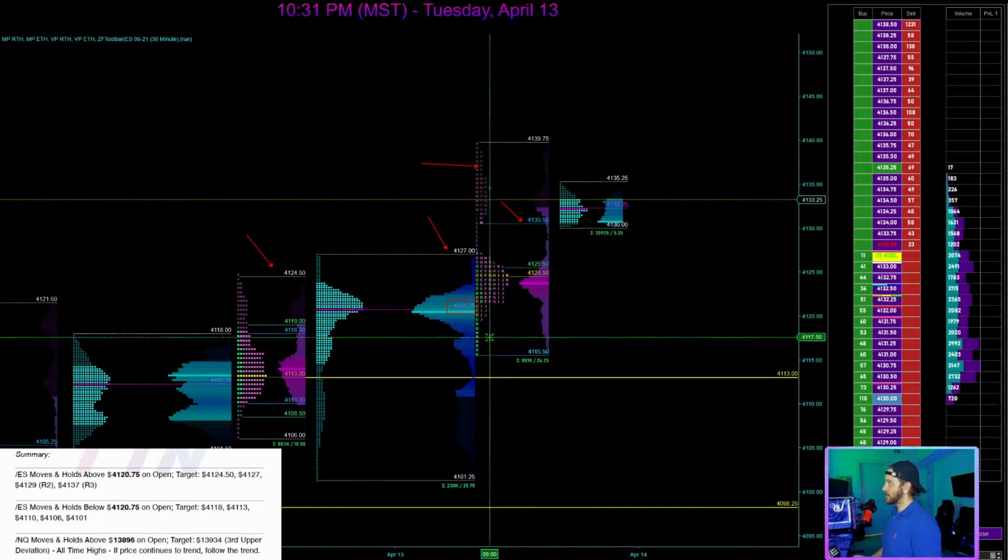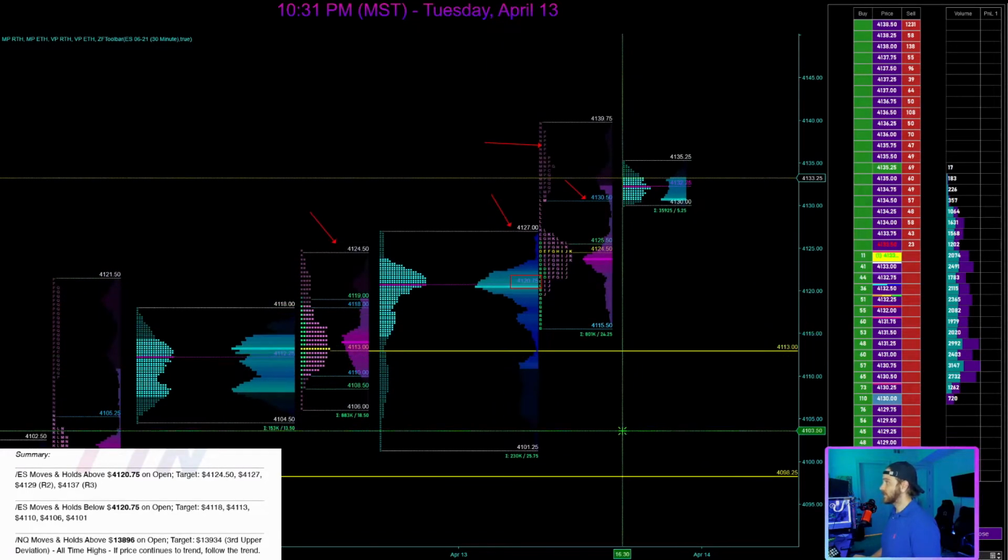Again, bulls were in control. That single print buying tail on both profiles really tells the story.